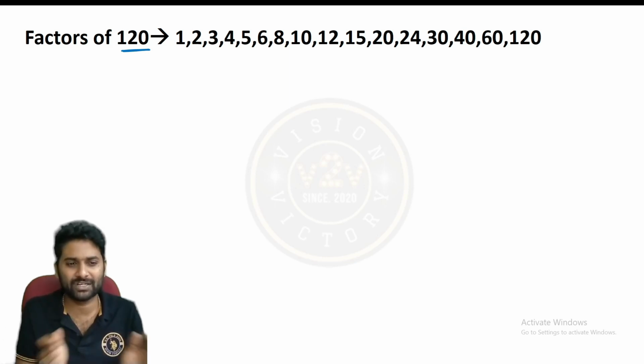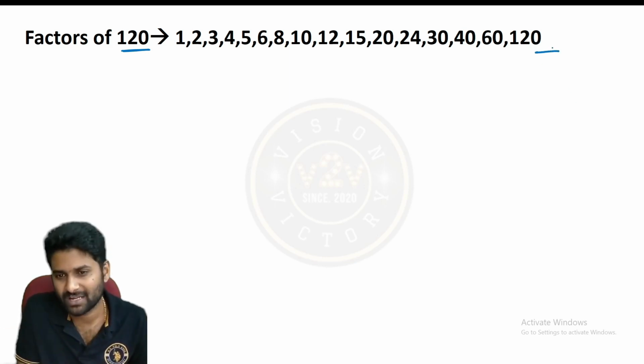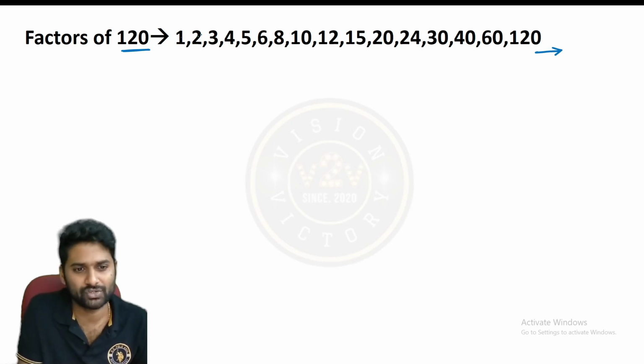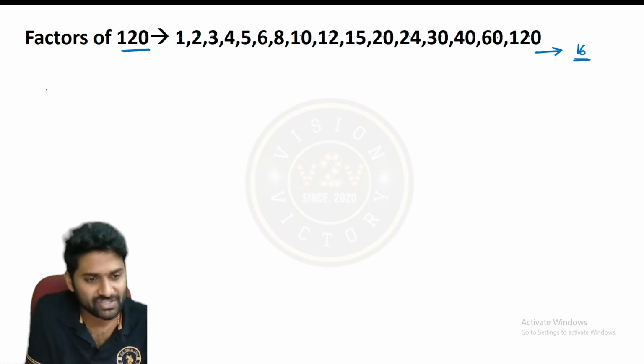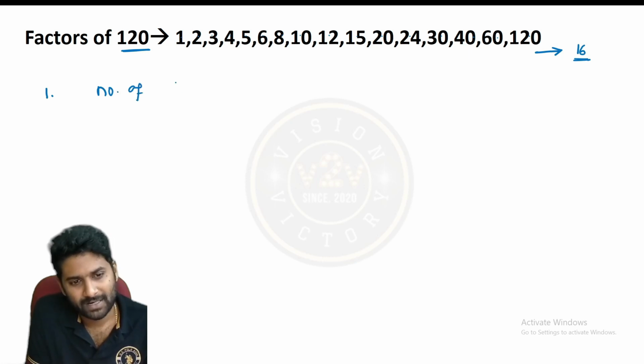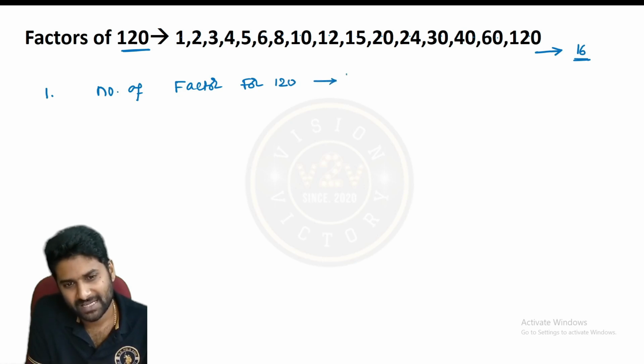See, if you observe the total number of factors for 120 calculated manually, you will get the answer. Check it out. 1, 2, 3, 4, 5, 6, 7, 8, 9, 10, 11, 12, 13, 14, 15 and 16. If you go through the manual approach, number of factors for 120 is 16. So that's your question number 1. Number of factors for 120. So your answer must be 16.